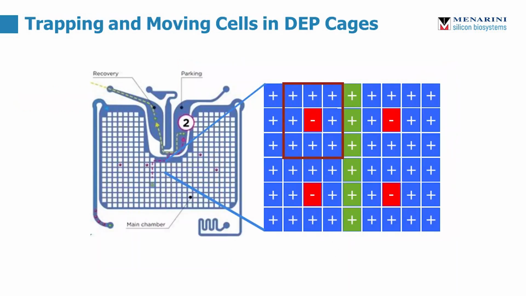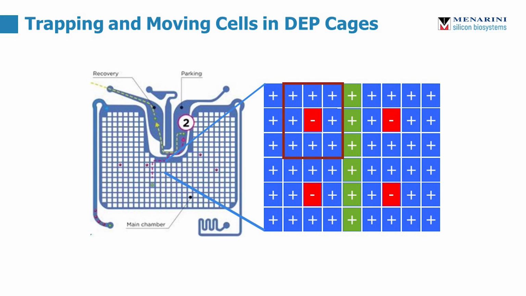Trapping and moving cells within the main chamber is done with what are called DEP cages. A DEP cage is not a physical thing. What it is is a series of semiconductor electrodes with small charges applied. You can see a diagram of what this might look like on the right hand of the slide, and in the right box is what we would call a DEP cage. It's a single negative electrode surrounded by positive electrodes. That negative electrode represents an area of least resistance, and that's where the cell will naturally move to.